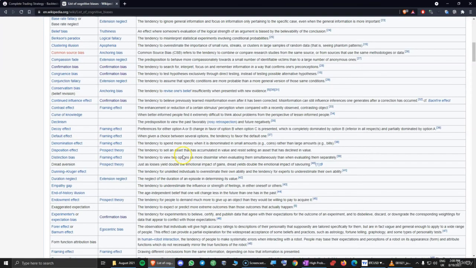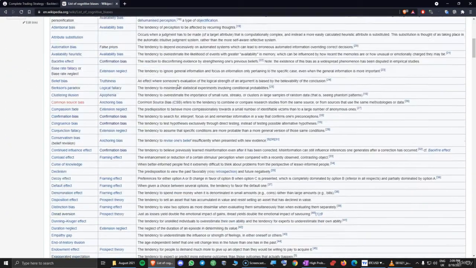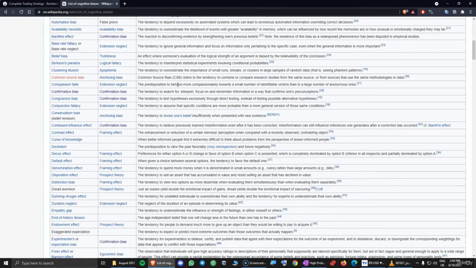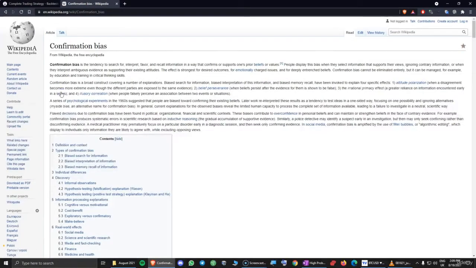If we check Wikipedia again, here I have the list of cognitive biases. Those are many human biases discovered by scientists along history. And we have here the confirmation bias, which is the tendency to search for, interpret, favor, and recall information in a way that conforms or supports one's prior beliefs or values. People display this bias when they select information that supports their views, ignoring contrary information. Probably you can already think about what this means.